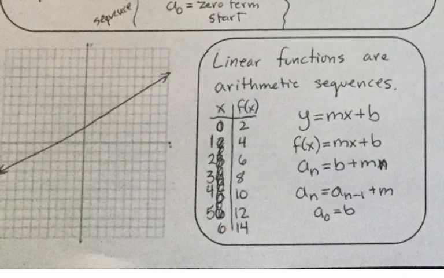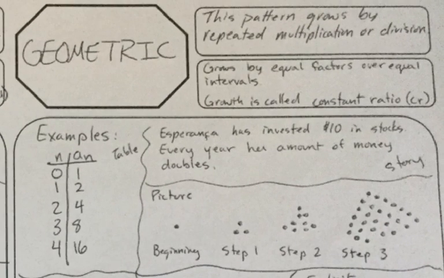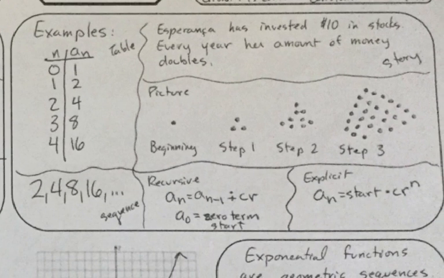All right. Then looking up here at geometric, they grow by multiplication or division, though we often change the division to multiplication. We also say it grows by equal factors over equal intervals, and we call that growth the constant ratio. Again, a table of examples. See the multiplication as a sequence, maybe what it looks like as a contextual story problem, a picture, what the recursive and the explicit look like.